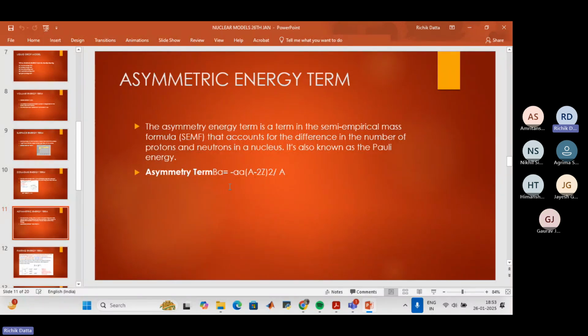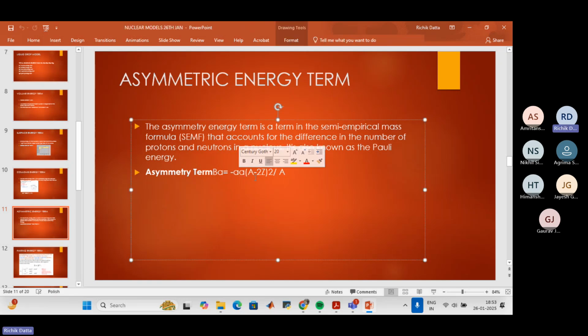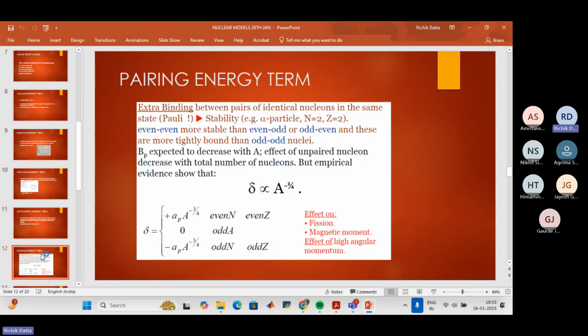So the asymmetry energy is given as Ba equal to minus Aa times (A minus 2Z) squared by A. This is the asymmetric term. And the pairing energy term is the extra binding between pairs of identical nucleons in the same Pauli state.